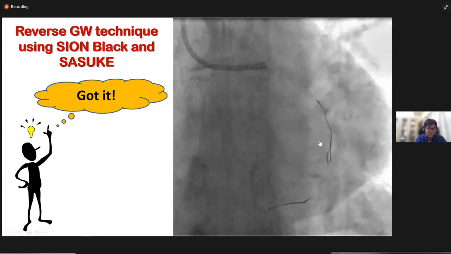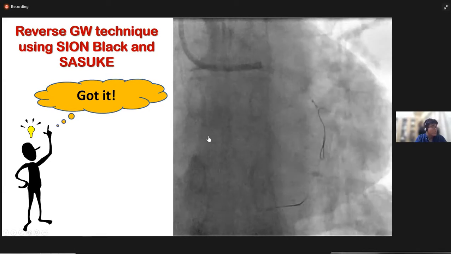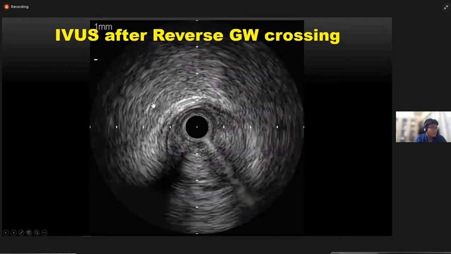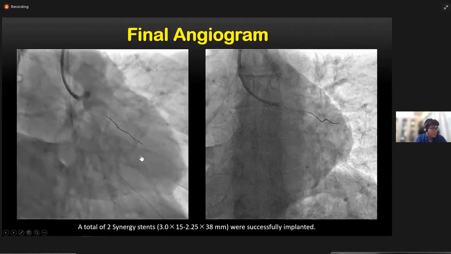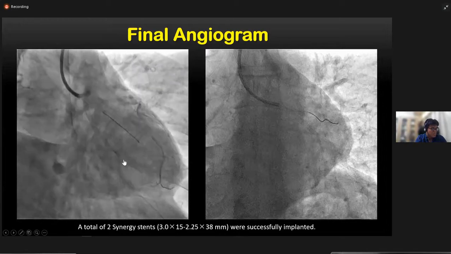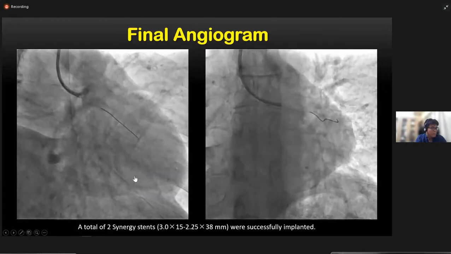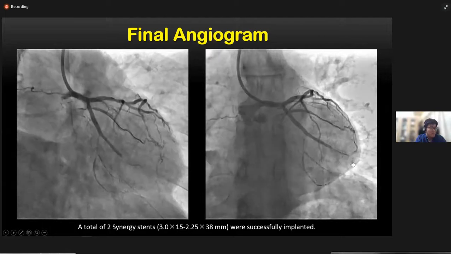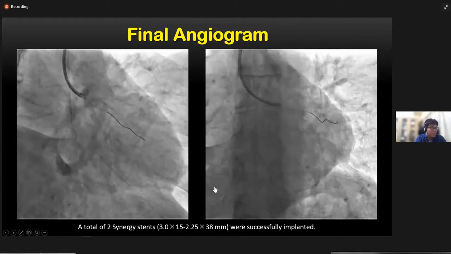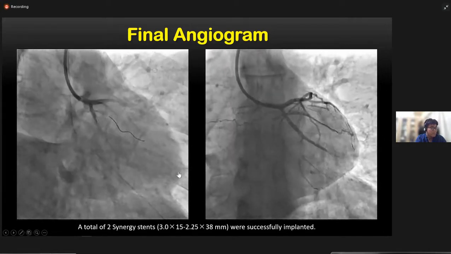This is the IVUS finding after reverse guide wire crossing. Anyway, this is the final angiogram. Actually, at the distal, the vessel became very spastic. However, according to the IVUS finding, there is no dissection. That's why we stopped the procedure at this timing.